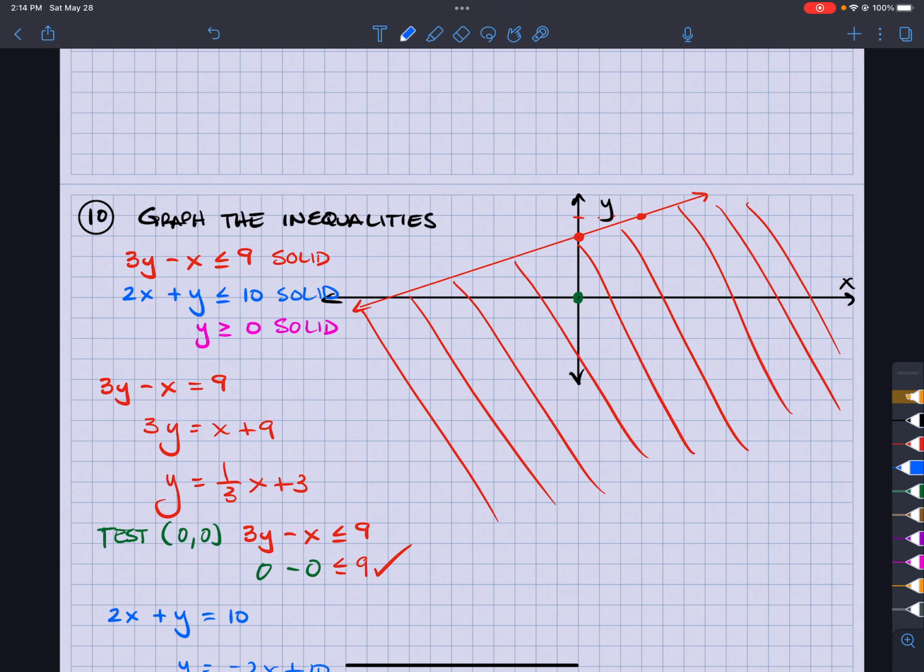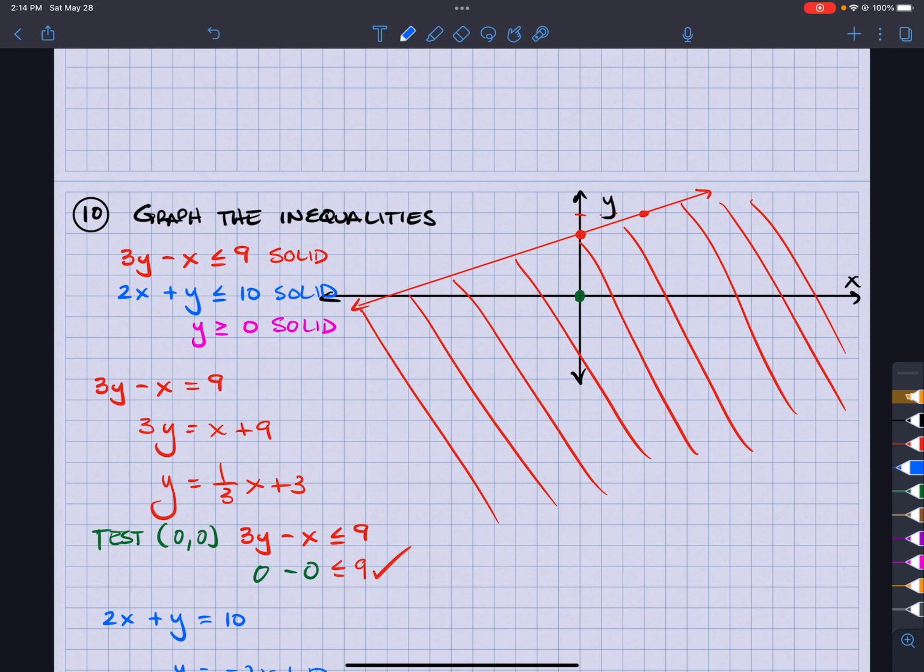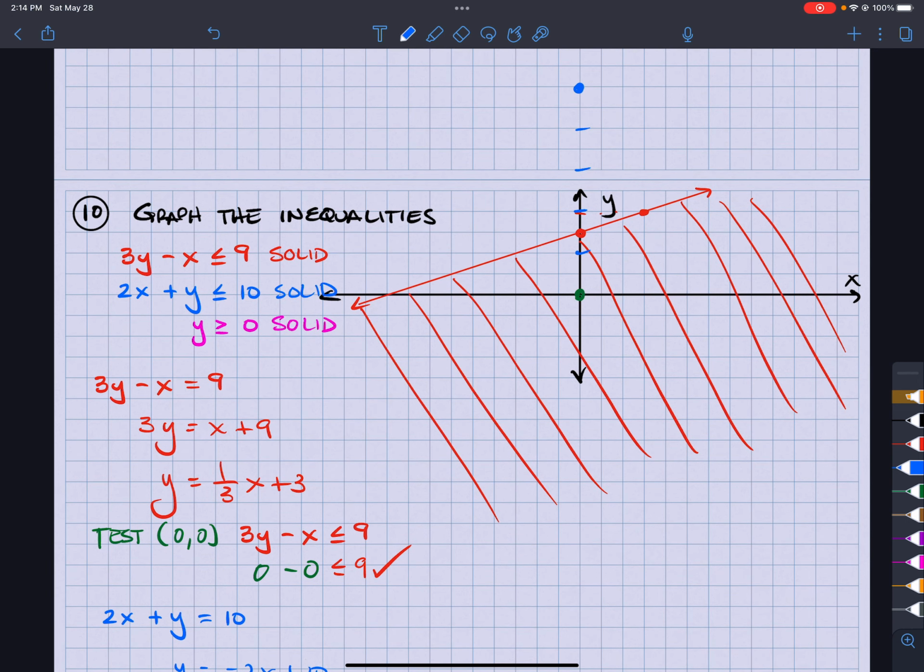Let's see here. Let's go 2, 4, 6, 8, 10. Then I have to go down 2, right 1. Down 2, right 1. Down 2, right 1. All right, so let's go ahead and grab this. There we go. That looks about right. It's going to be a solid line, great.